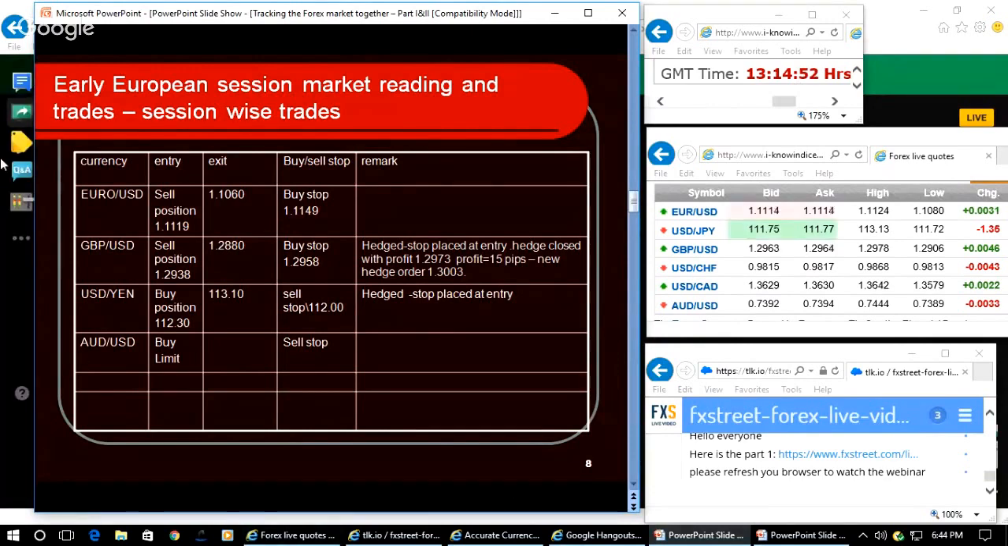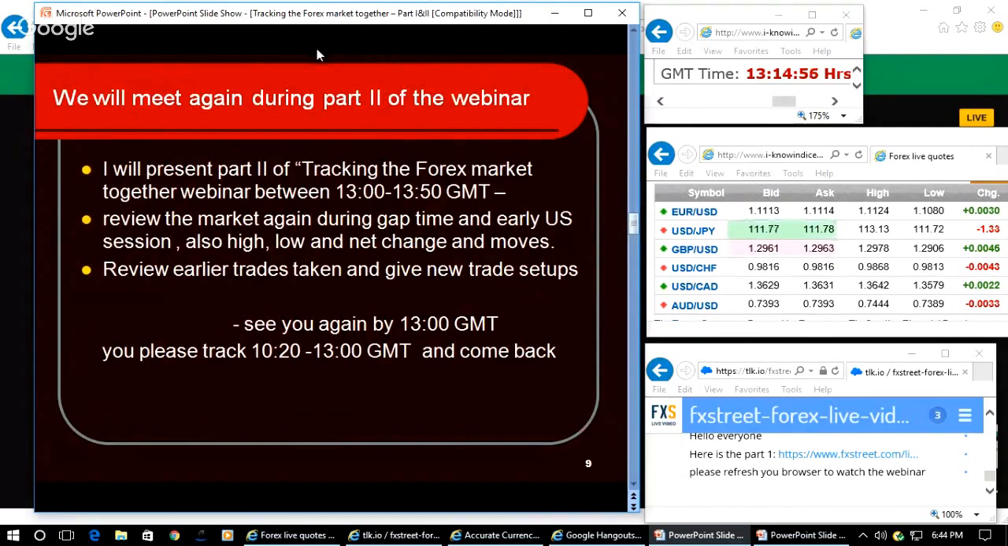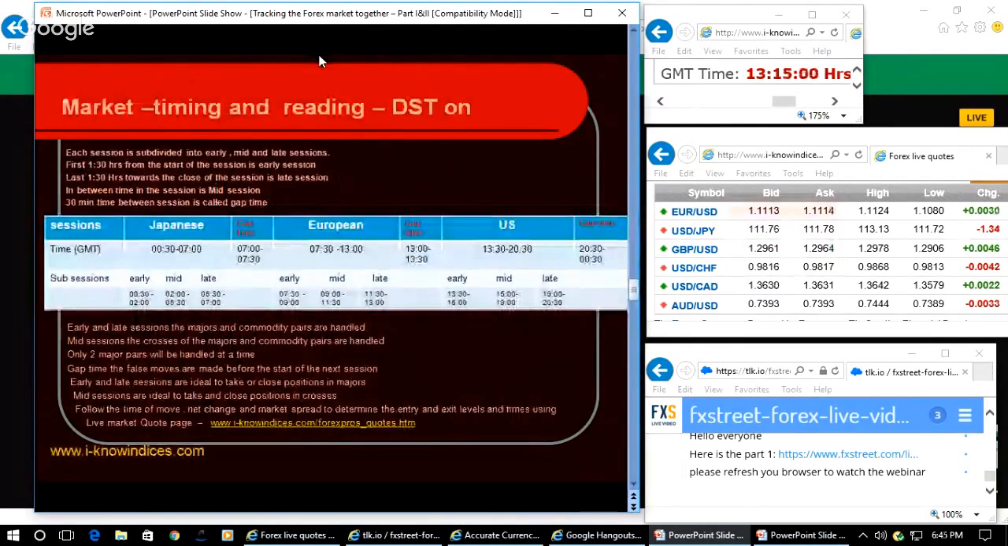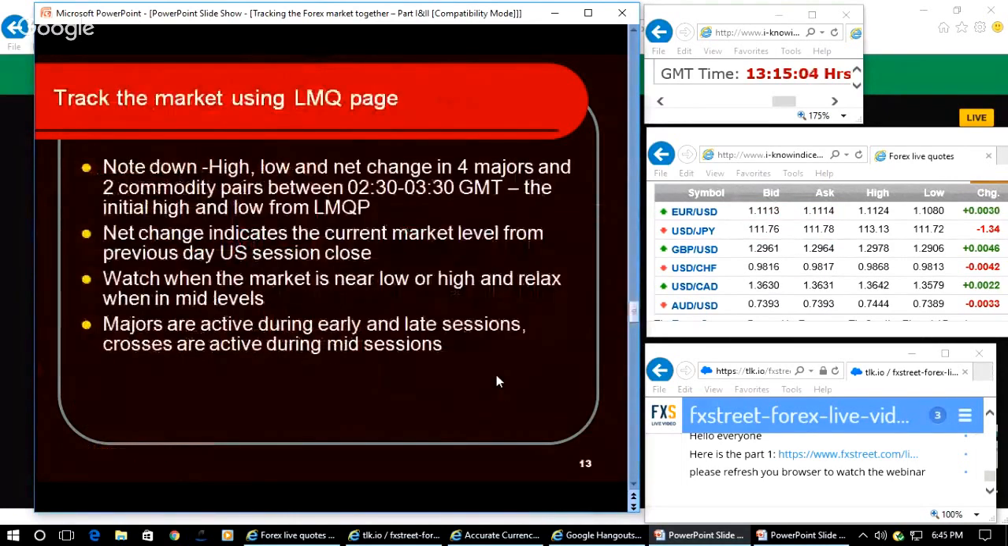Now let me explain to you. So these are all the timings. The current market condition, using the live market code page.